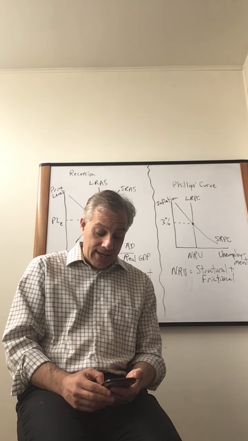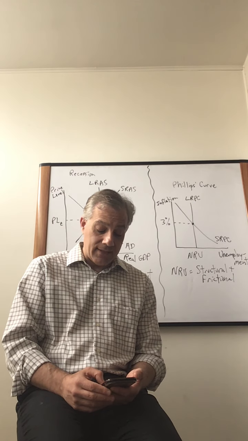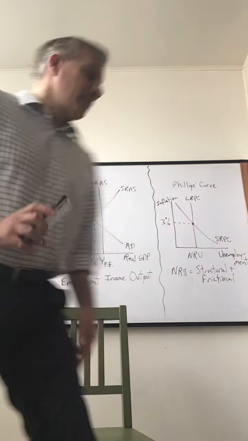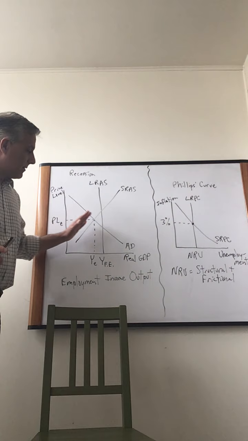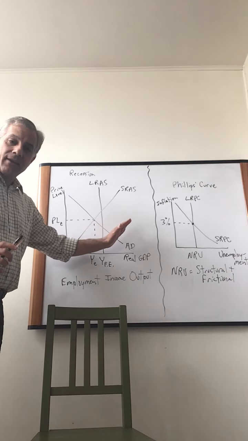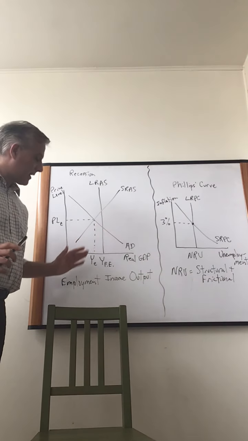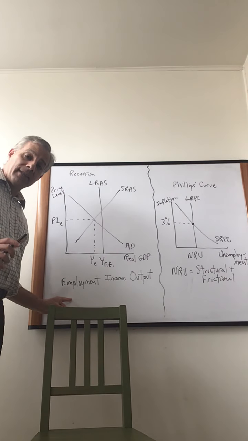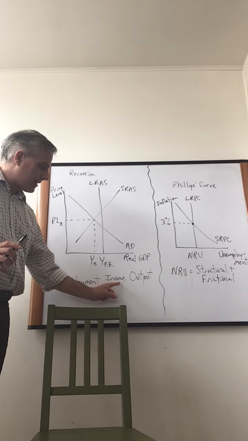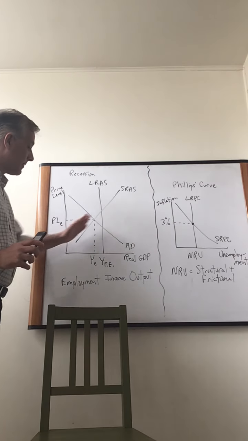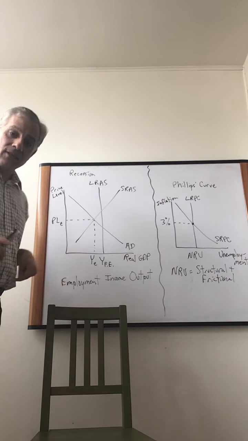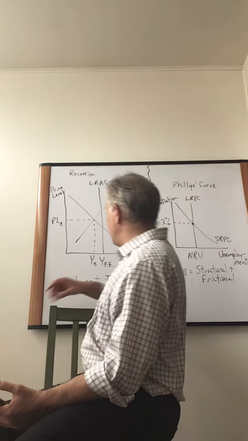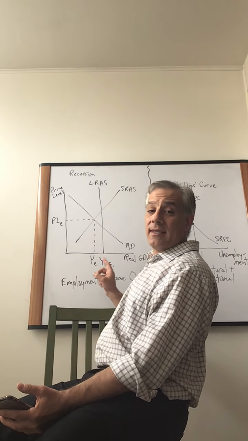Which of the following will not increase if there are improvements in production technology? New technology is going to shift aggregate supply, short-run aggregate supply, to the right, which is going to increase real GDP. It's going to increase employment. It's going to increase income. It's going to increase output, but the price level is going to go down. Remember, employment, income, and output, EIO.